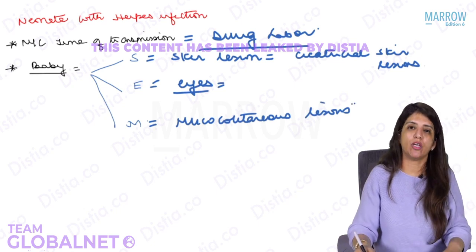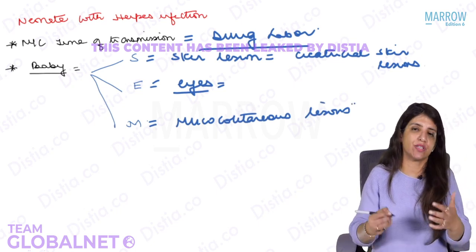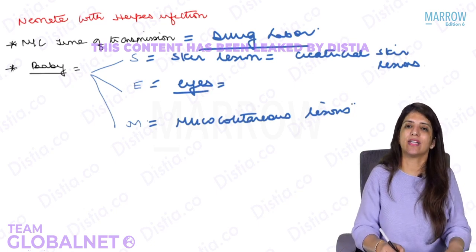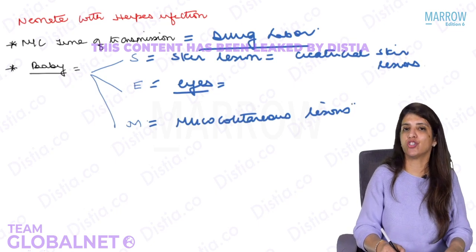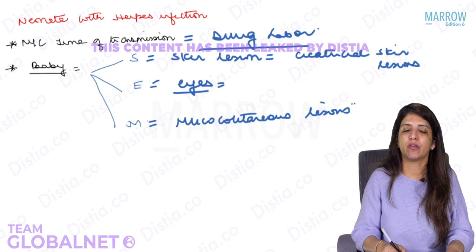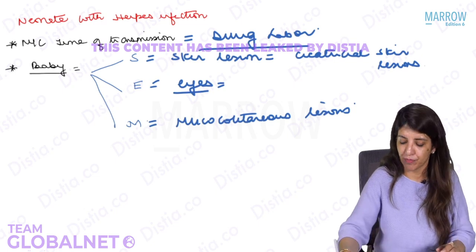Right? So in the baby, you are going to get cicatricial skin lesions. If the baby is born and has been infected with HSV, you are going to get lesions in the eye and you are going to get lesions in the mucocutaneous areas, right? So this is what you have to remember about HSV infection.